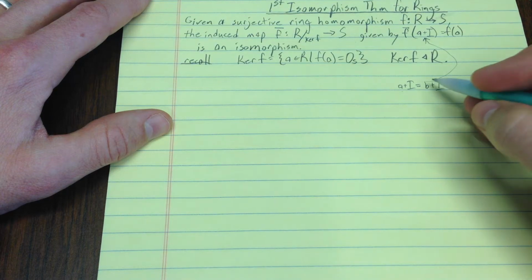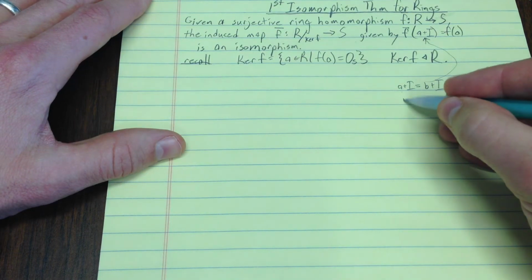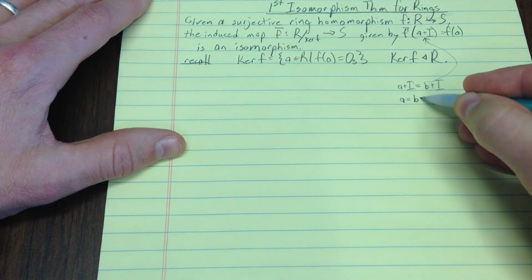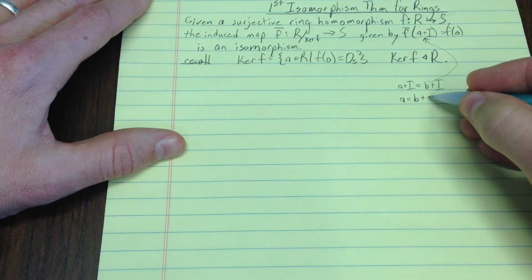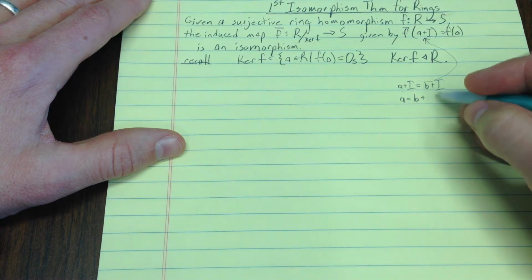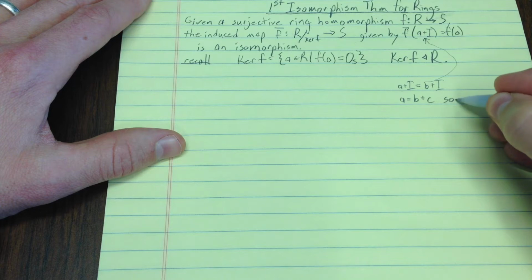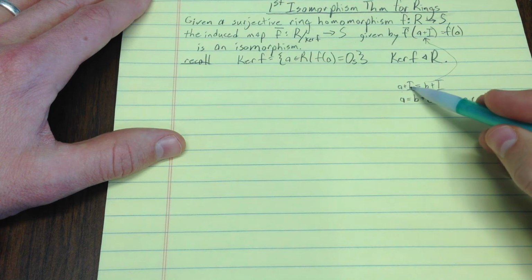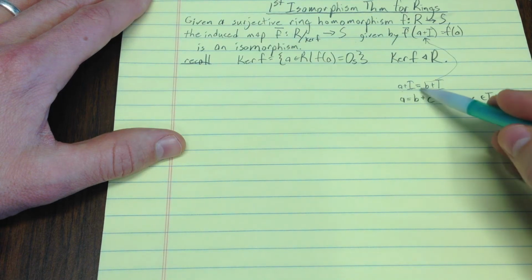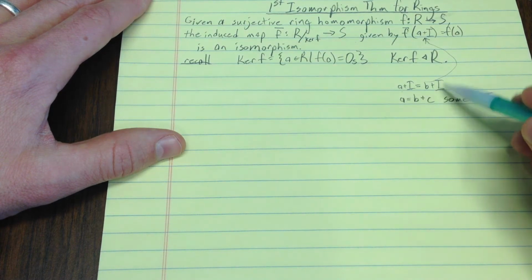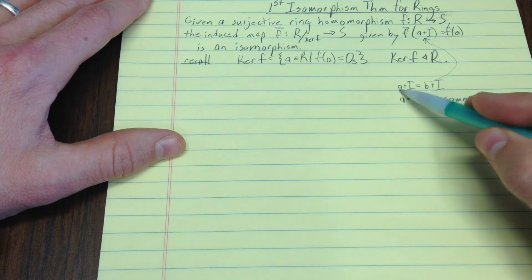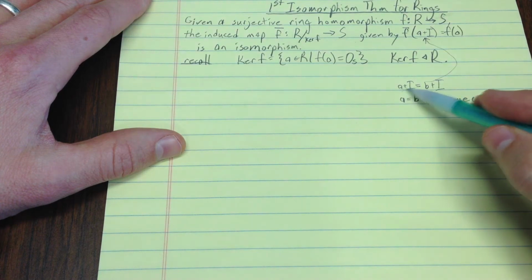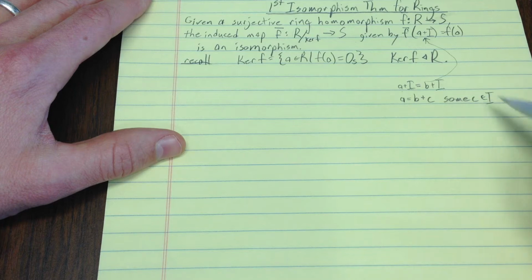If that's true, then you have a is equal to b plus, let's say, c for some c in I. Because, of course, a plus 0 is in this set, so that means a plus 0 can be written as b plus something or other. So we have this right here.